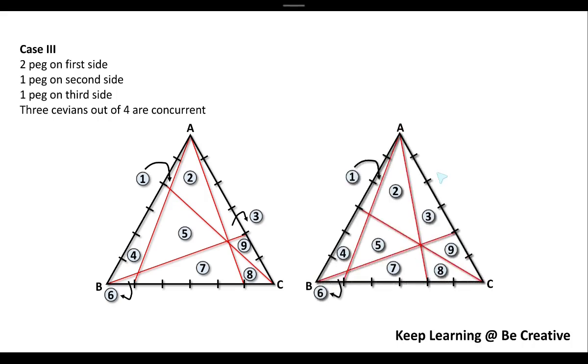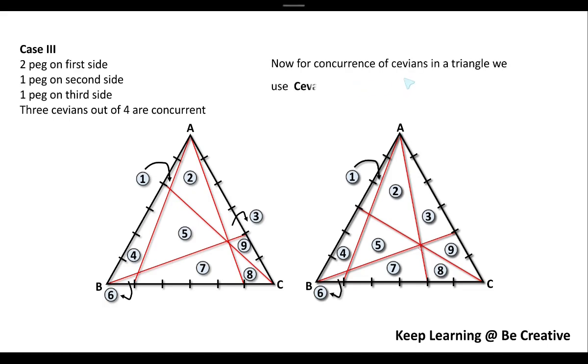Let us see one more figure. If we select 2 pegs on this BC, 1 peg on AC and 1 peg on AB, keeping in mind that 3 cevians are concurrent. So in this case again we are going to get the 9 divisions.